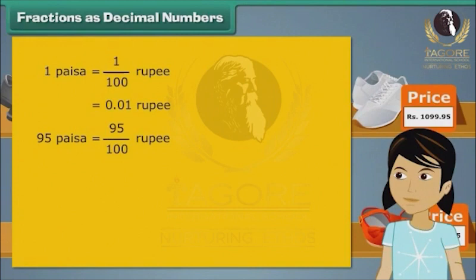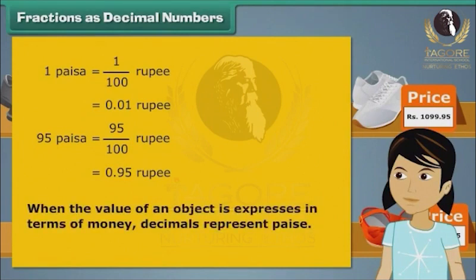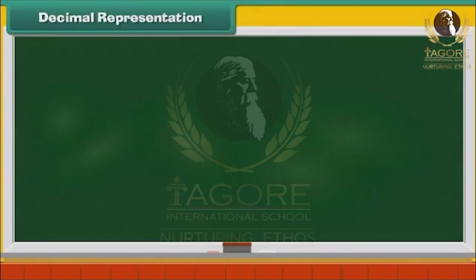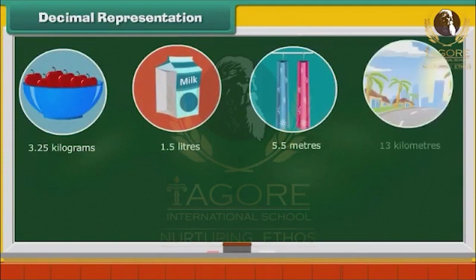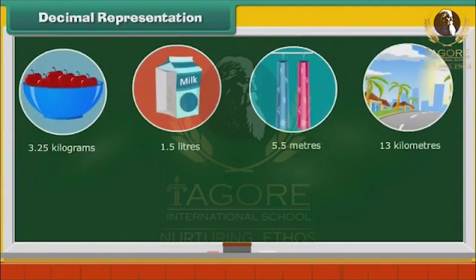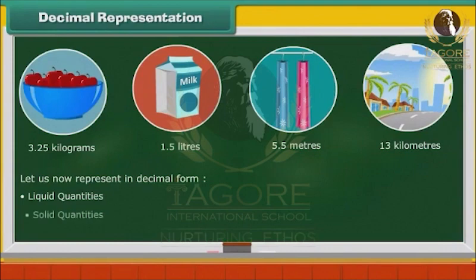We can express 95 paise as 0.95 rupee. Therefore, the decimals in the footwear prices stood for paise. When the value of an object is expressed in terms of money, the decimal represents paise. Decimal representation. In real life, we use decimals extensively to express quantities and lengths. Let us now represent in decimal form liquid quantities, solid quantities, and lengths.